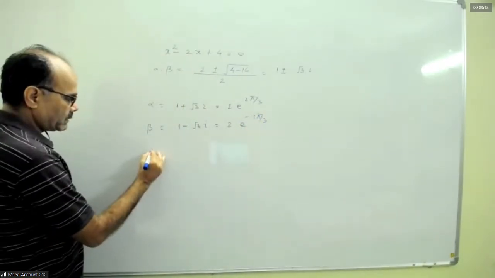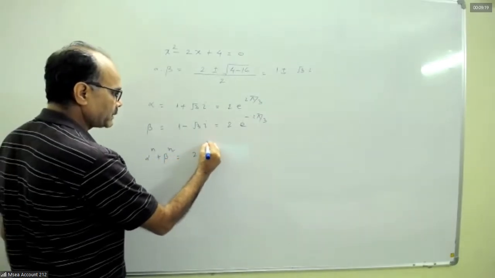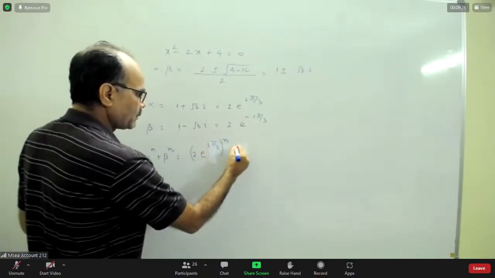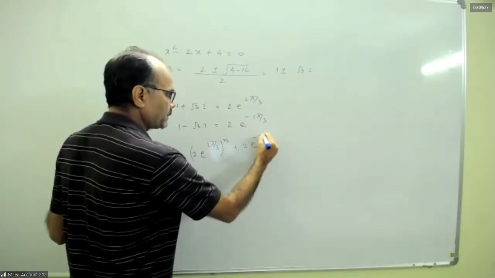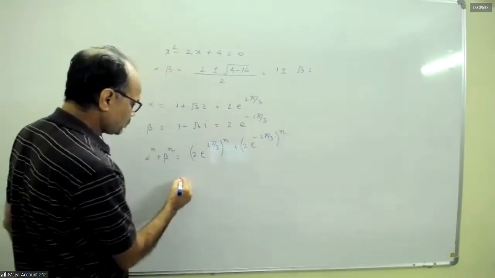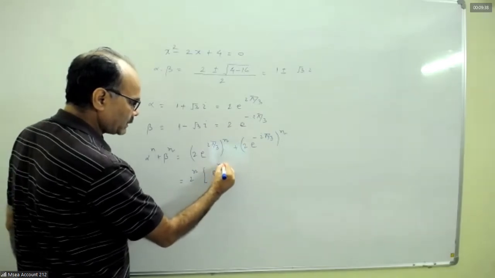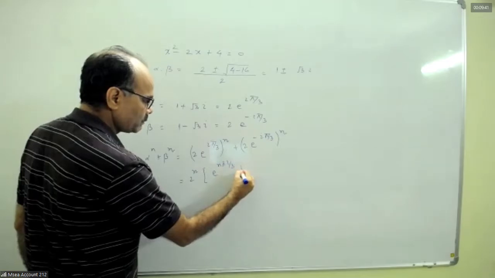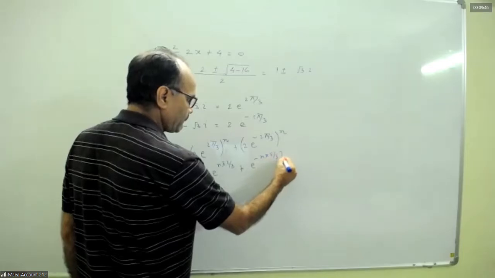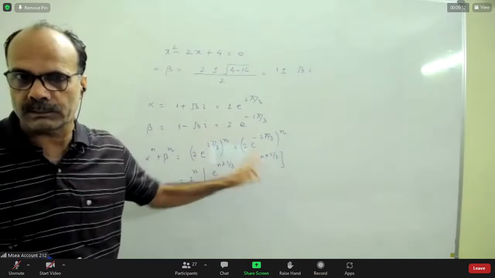So alpha to the power n plus beta to the power n equals 2 into e to the power i pi by 3, to the power n, plus 2 into e to the power minus i pi by 3, to the power n. To the power n outside, e to the power n pi i by 3 plus e to the power minus n pi i by 3. Here theta is n pi by 3, here theta is minus n pi by 3.